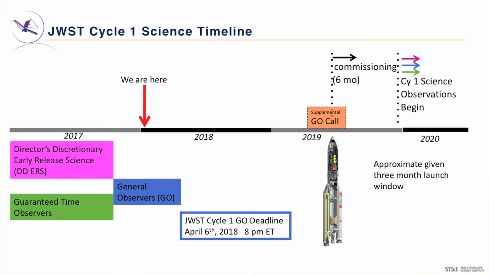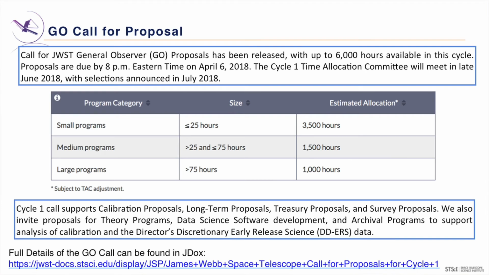So a little bit more about the GO call that's now out. Again, it's been released and proposals are due on April 6th. We expect the Time Allocation Committee will meet in June 2018 and the selections will be announced in July of 2018. Here's what we're looking at currently in terms of program categories. The first cycle will be heavily weighted towards small programs, so less than 25 hours. This is, of course, subject to adjustments by the Time Allocation Committee.